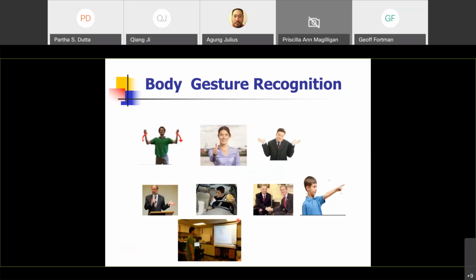Next is body gesture recognition. Once we have detected the body, the second task is to recognize different body gestures, and here we focus on the upper body gesture. These are the different types of upper body gestures that we can recognize. This is the second task we have been working on.